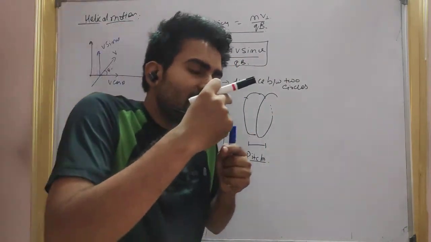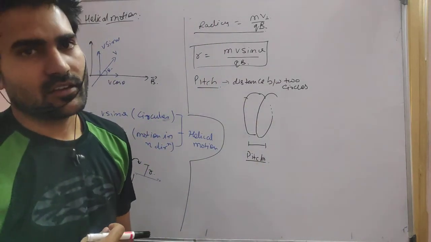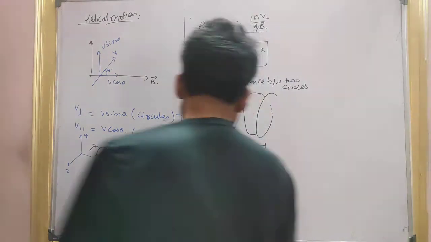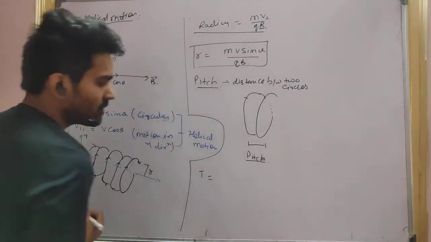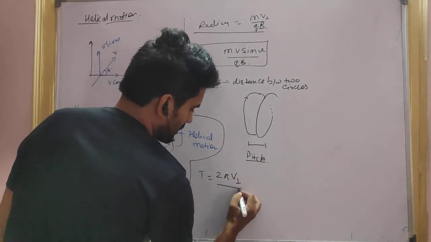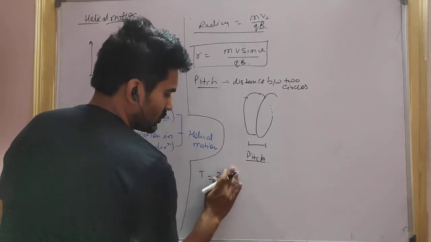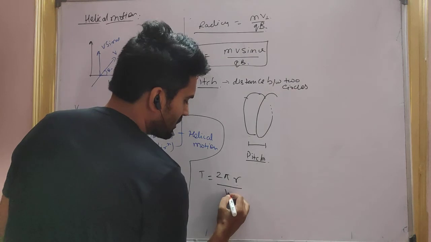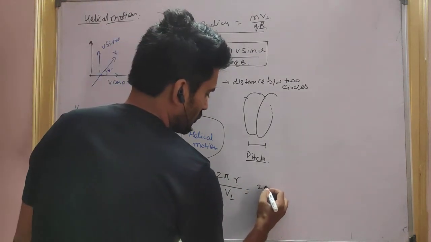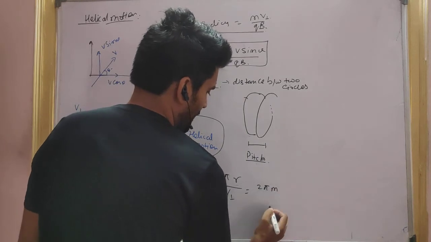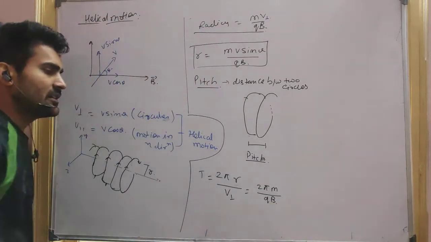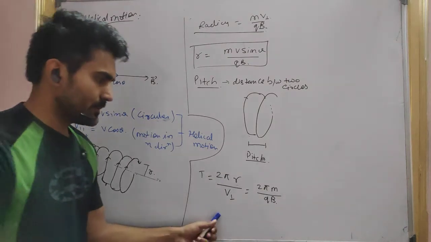So how much time will it take to cover one circle? Tell me guys. That time period will be, if you remember, 2 pi r by v perpendicular, or ultimately it will be 2 pi m by qB. Yes or no guys? Tell me.